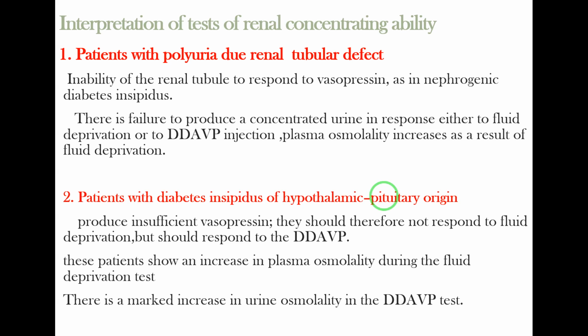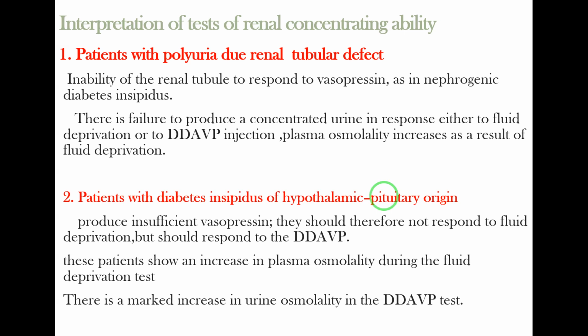How can we interpret the result of the test? If the patient has a tubular defect, the defect is in the renal tubule. In this condition, the tubule cells are defective, so they cannot reabsorb the water. And in addition, even if we give an injection of DDAVP, the vasopressin, the antidiuretic hormone, it has no effect because the cells are damaged and cannot respond to the antidiuretic hormone.